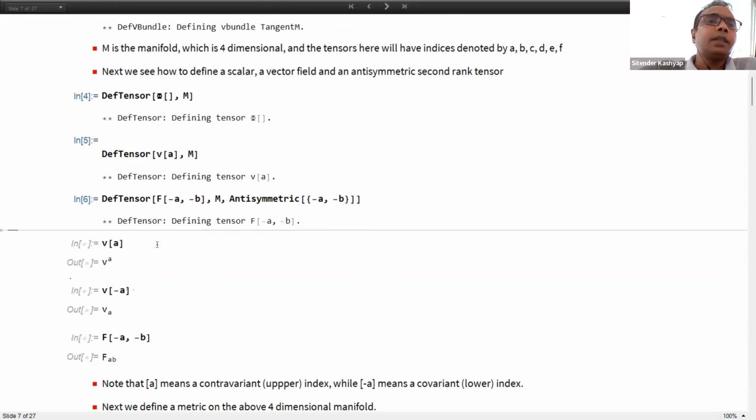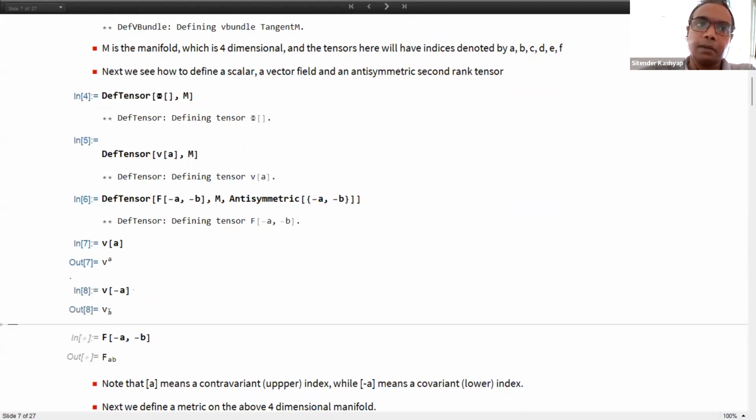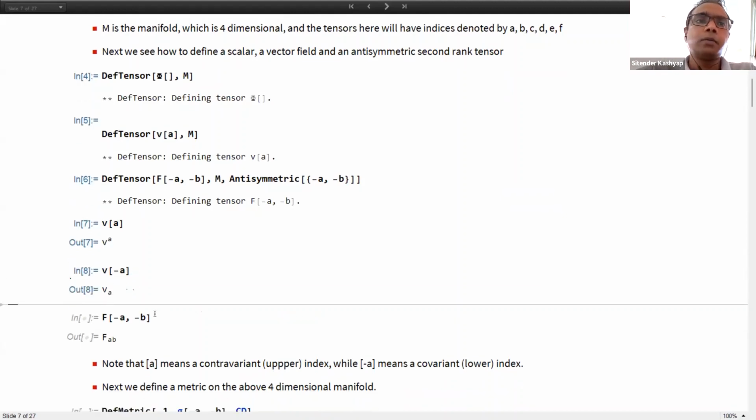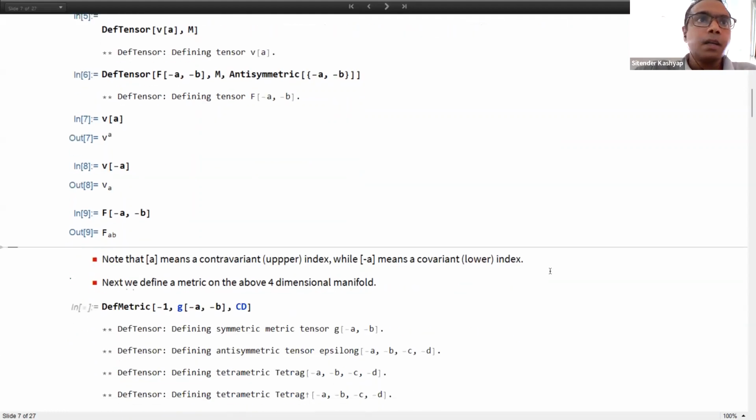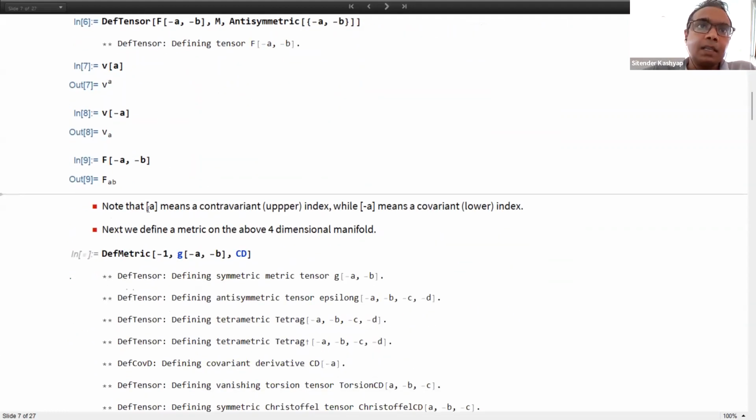Now since we have defined these, let's see. If we enter V of A, what we find is that the index A goes up. Similarly, when we input V of minus A, then the index is down, and we have a covariant vector. The second rank tensor that we defined was a covariant second rank tensor, and it shows down. Note that A means a contravariant or upper index, while minus A means a covariant or lower index.